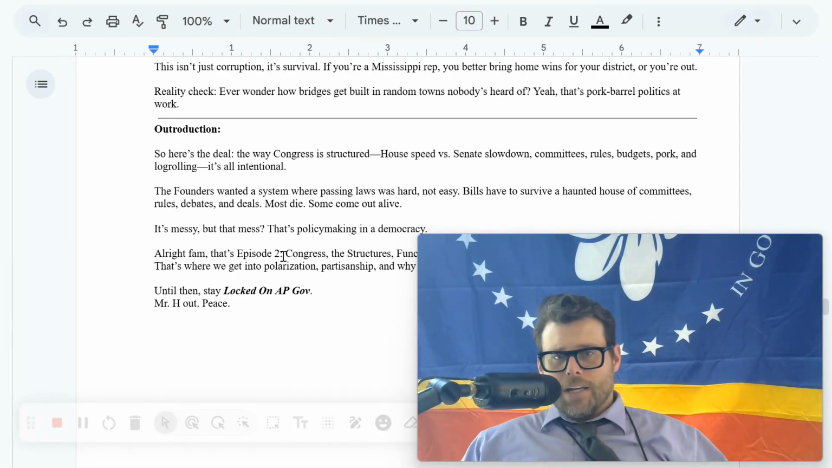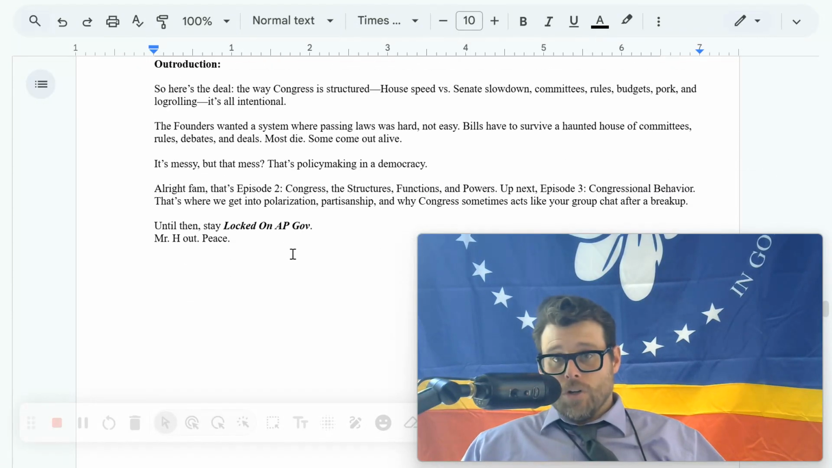So here's the deal. The way Congress is structured, the House is meant for speed, the Senate to slow things down. Think hot teacup, cooling saucer. Committees, rules, budgets, pork, and log rolling. It's all intentional. Designed on purpose. The founders wanted a system where passing a law or laws was really hard.